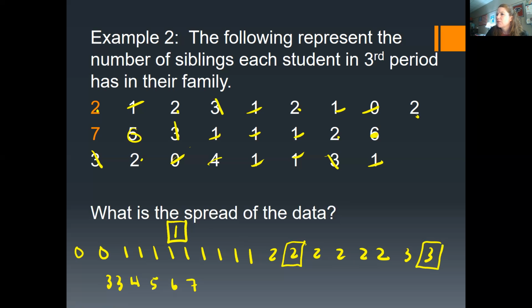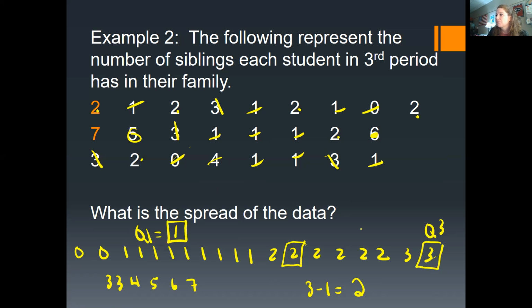Okay, anyway, it's not this number, but it would be between 3 and the next number, which is a 3. So the upper quartile is 3. The lower quartile is 1. And so that means the interquartile range is 3 minus 1 equals 2. So the interquartile range is 2.